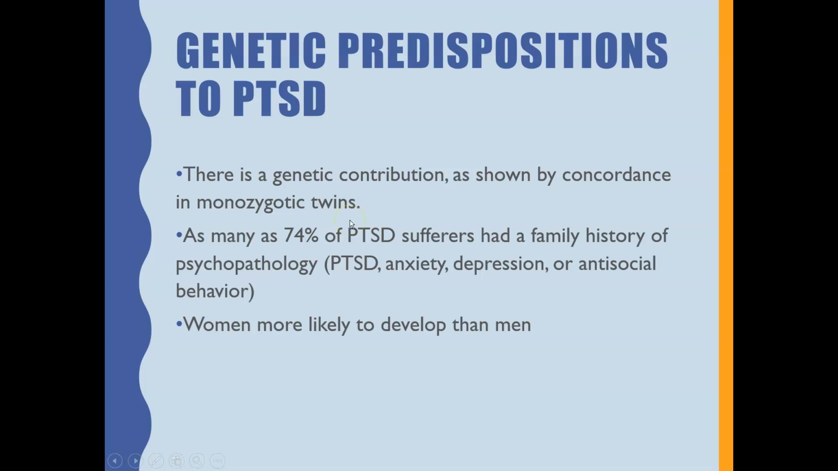Additionally, we do know that anxiety disorders and mood disorders do tend to run in families, so there is this strong genetic component. There are as many as 74% of PTSD sufferers that have a family history of some other psychological disorder, including PTSD, anxiety disorders, depression, or antisocial behavior. And we're not talking antisocial as in not wanting to be around people. We are talking about antisocial as in antisocial personality disorder.